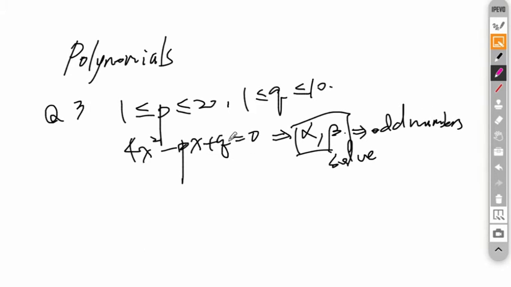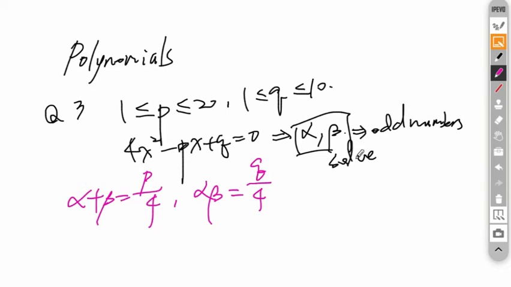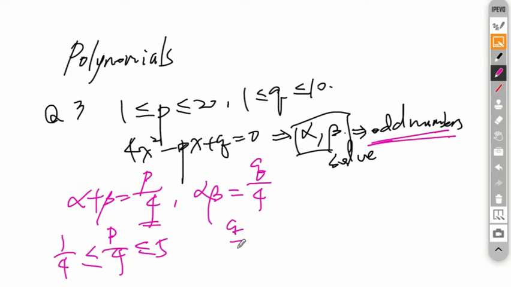We can clearly see that alpha plus beta will be equal to p over 4, and alpha times beta will be equal to q over 4. Because alpha and beta are odd numbers, we can do something like this. We can see that p over 4 will be between 5 and 1 over 4, while q over 4 will be between 5 over 2 and 1 over 4.